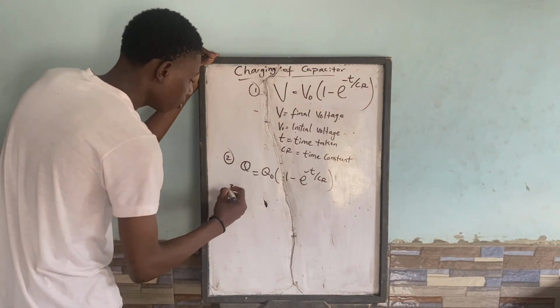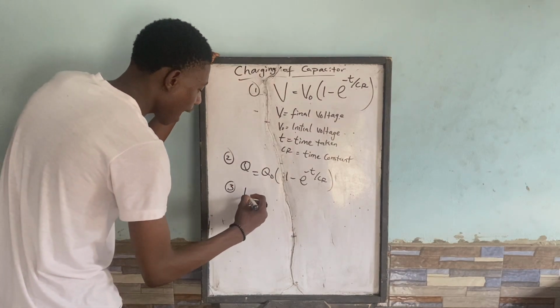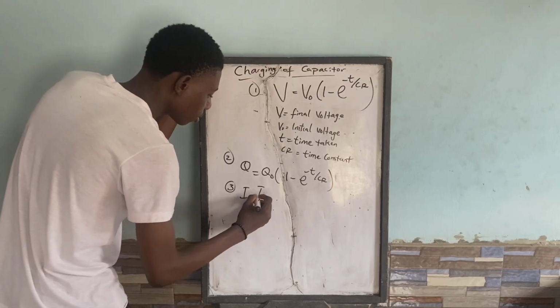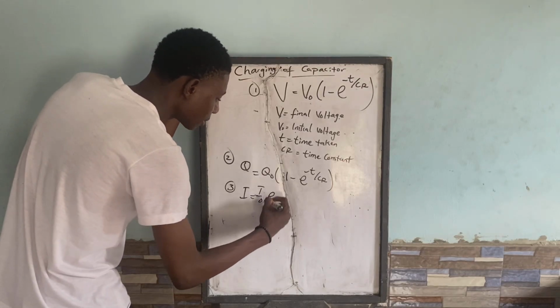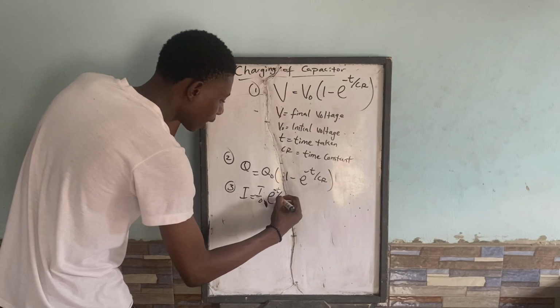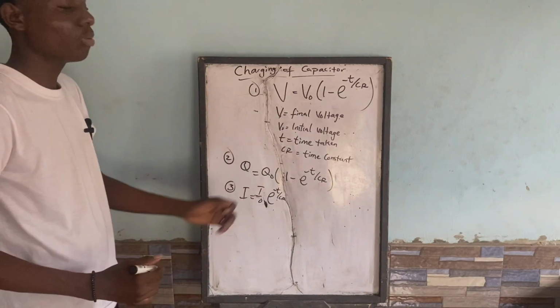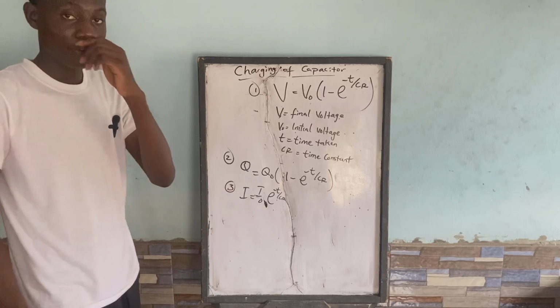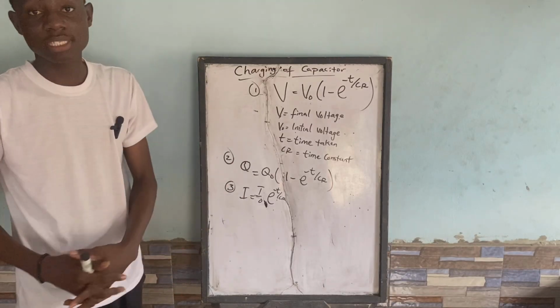But for your current, I equals I naught exponential minus T over CR. There is no 1 minus whatever for your current. Are you clear about that?